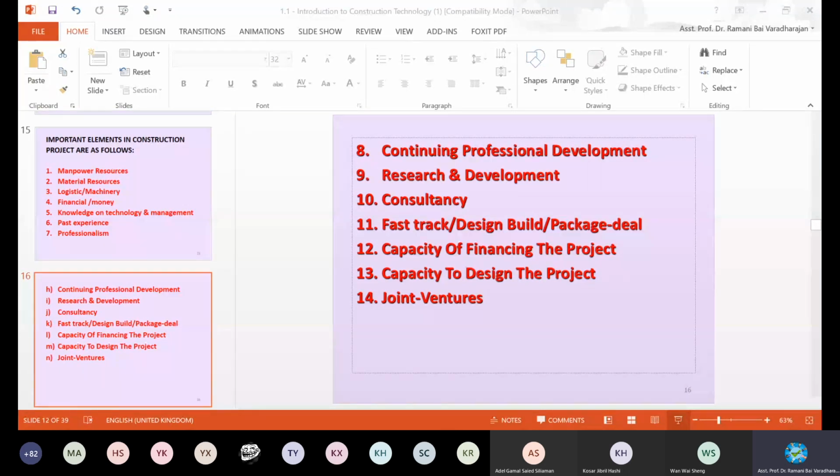Manpower resources. Whether you have good manpower to construct, starting from the laborers up to the top man, the manager of the project. Then material resources, logistics, finance, knowledge, technology, past experience, professionalism, continuing CPD, continuing professional development, research and development, consultancy, fast track design build or package deal, capacity of financing the project, capacity to design the project, joint ventures. There are so many. So you need to remember all these.